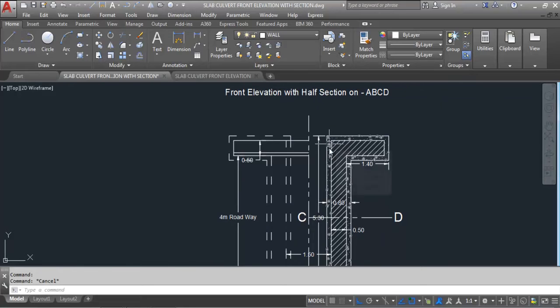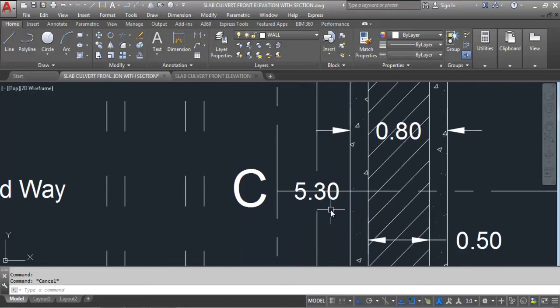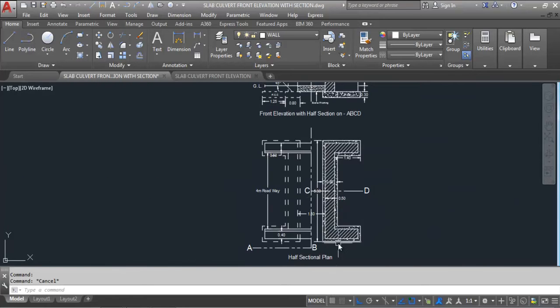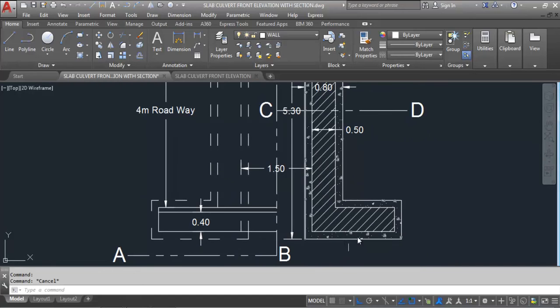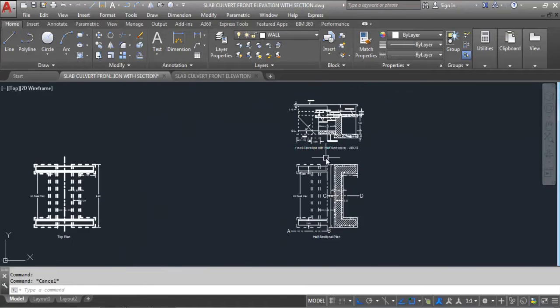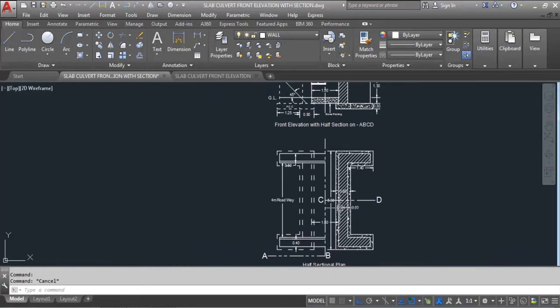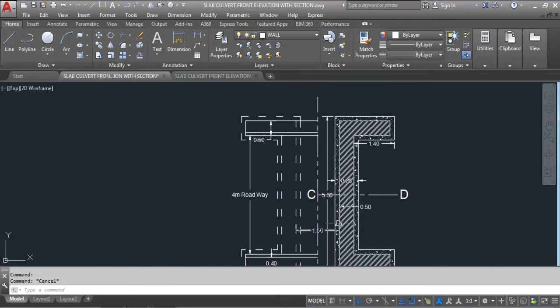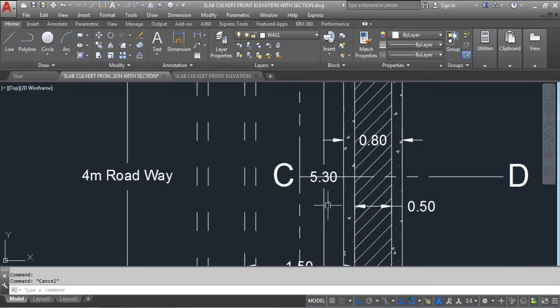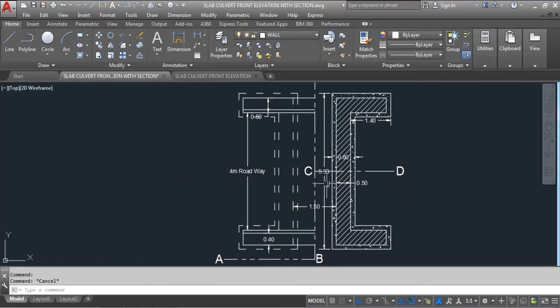Now this is the length of the abutment wall, that is 5.3 meter. This is the thickness of PCC, 0.15 meter, so both sides 0.15 meter. If we deduct 0.15 meter from both sides, then we'll get this length as 5 meter. So this is the length of the abutment wall. We have 2 numbers of abutment walls.